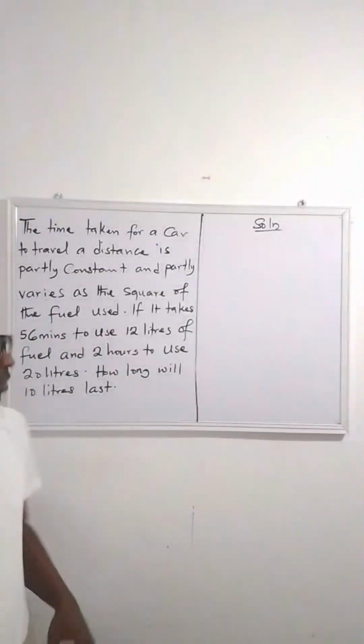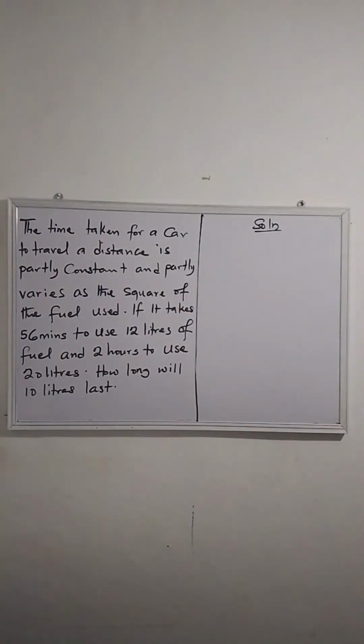Now, the question says the time taken for a car to travel a distance is partly constant and partly varies as the square of the fuel used. If it takes 56 minutes to use 12 liters of fuel and 2 hours to use 20 liters, how long will 10 liters last? Okay, so now this is a partial variation question.